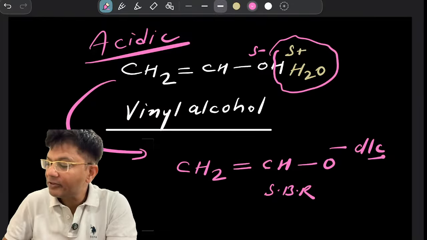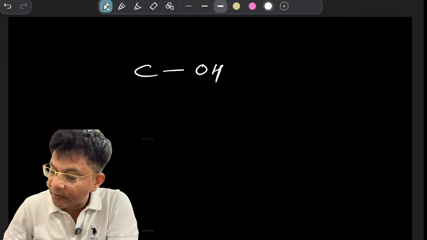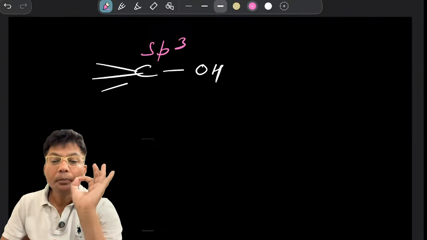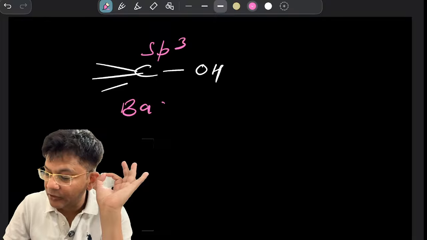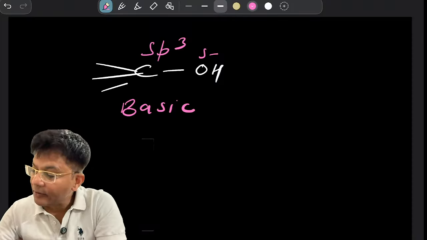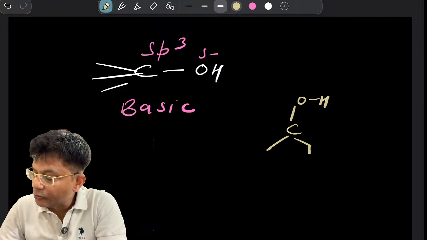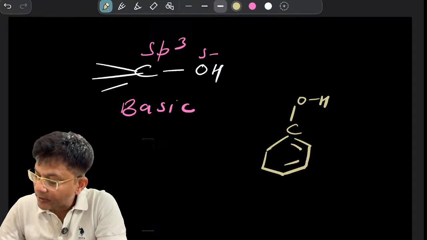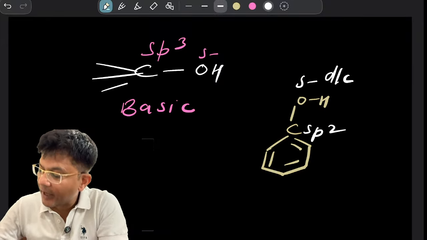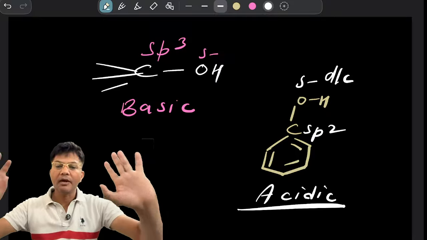Now one thing you have to keep in your brain. Whenever OH is attached to sp3 hybridized carbon, what I am saying, kids, if OH is attached on sp3 hybridized carbon, it is always basic in nature. No need to cram, because its negative charge will be localized. Now whenever OH is attached to sp2 hybridized carbon, then remember that this negative charge is delocalized and that is acidic in nature. One point is very much clear to all of you, my dear students. Is this point clear to all of you?